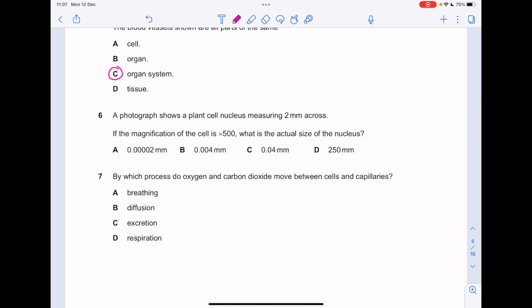A photograph shows a plant cell nucleus measuring 2 millimeters across. If the magnification of the cell is times 500, what is the actual size of the nucleus? We're going to use this formula triangle, I am, to help us here. We're being asked for the actual size. So if you cover what you're after, you can see it's therefore image size divided by magnification.